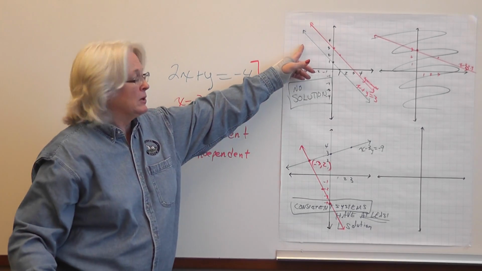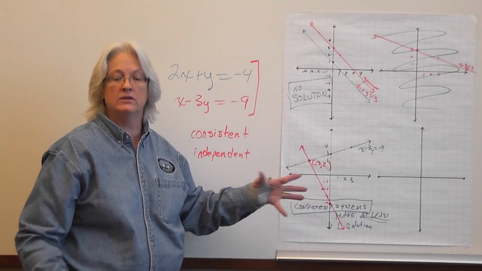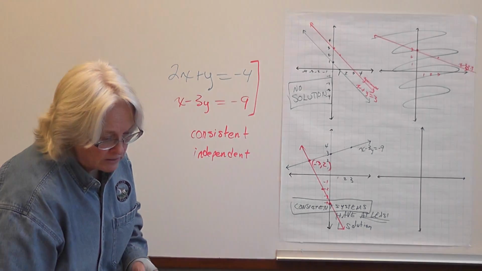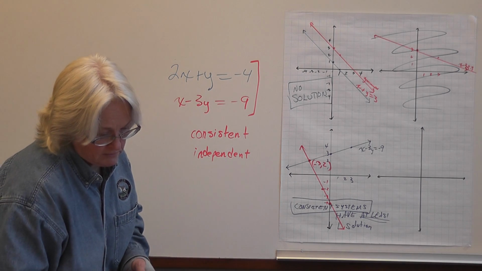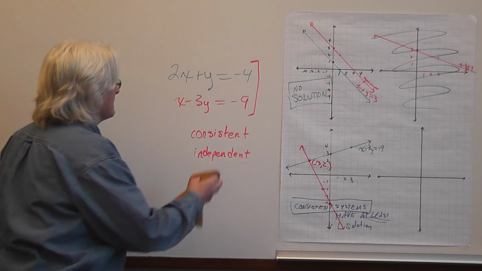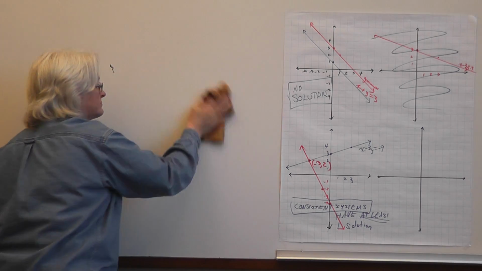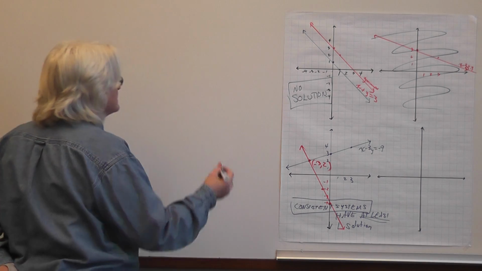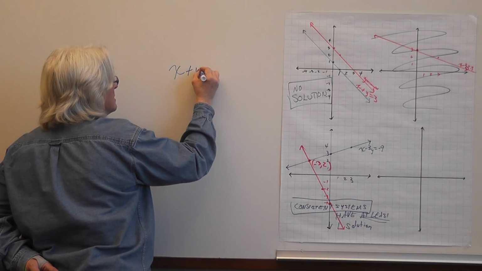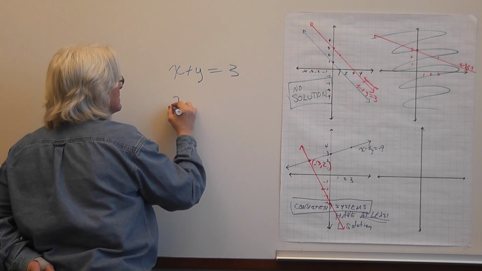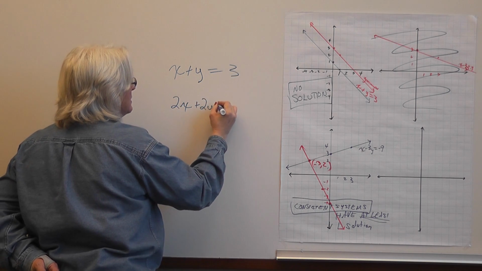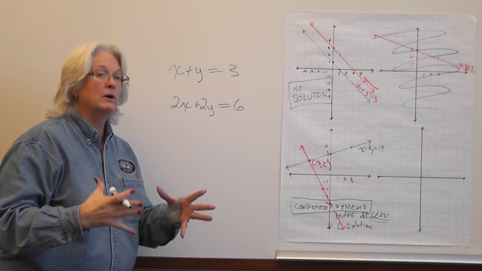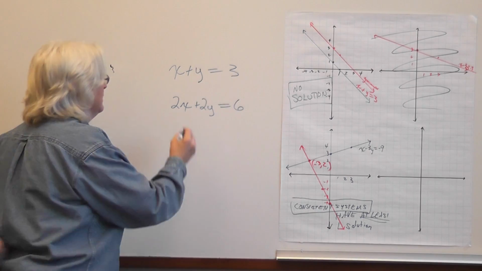So now we've seen parallel lines, we've seen intersecting lines. Now let's see what our collinear lines are going to look like. x plus y is 3, 2x plus 2y is 6. What are we going to do? We're going to graph both equations on the same graph.